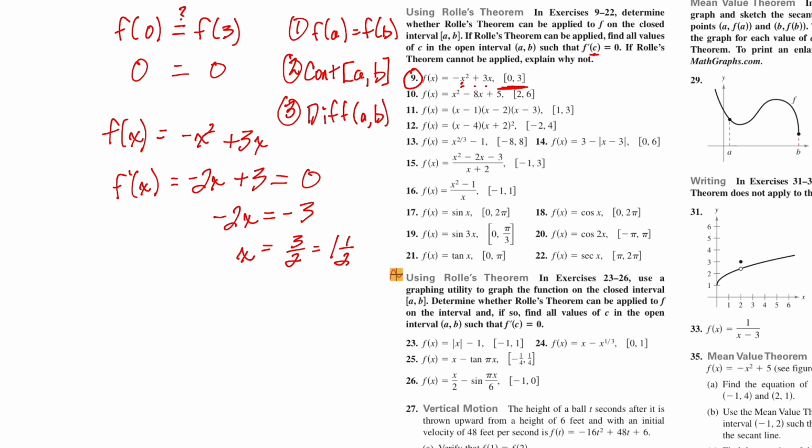We found out that all three of these rules applied, and we took the first derivative, set it equal to 0, and solved. So we got a critical value, or a critical number, of 3/2, or 1 1/2.